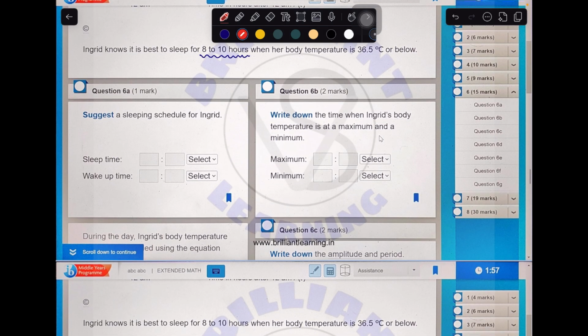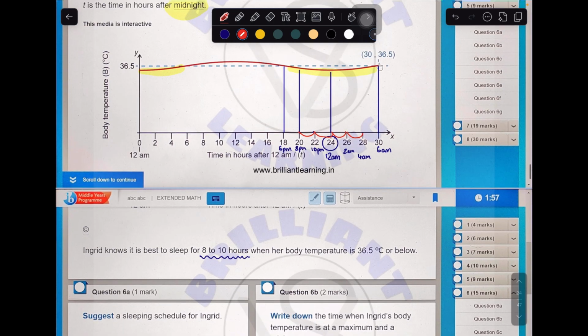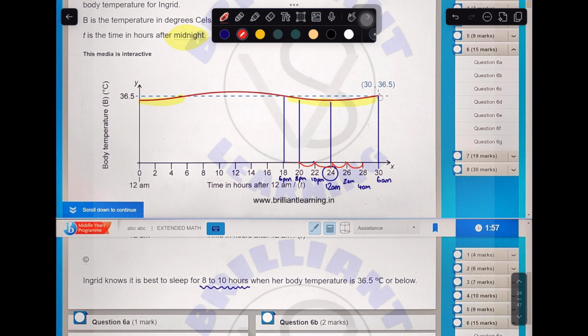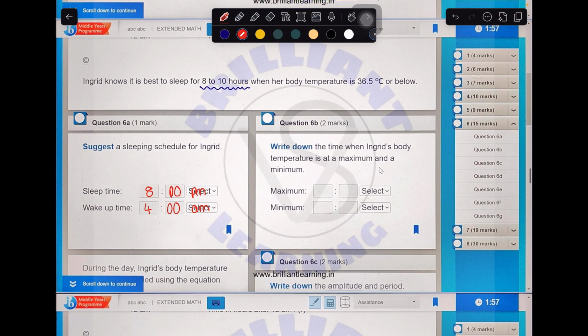Okay, so for 6a, suggest a sleeping schedule. Sleep time is going to be 8 p.m., and she's going to sleep until 4 a.m. 8 till 4 gives me 8 hours sleep. So it's within those ranges, and her body temperature is below the 36.5 degrees.